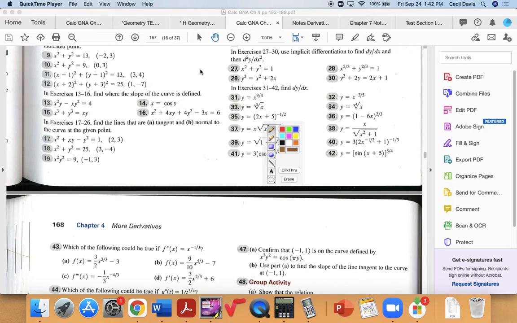32 is negative 3/5 x to the negative 8/5. 36 is negative 4 times 1 minus 6x raised to the negative 1/3 power. 40 is x to the negative 3/2 times the quantity 2x to the negative 1/2 plus 1 raised to the negative 4/3 power.